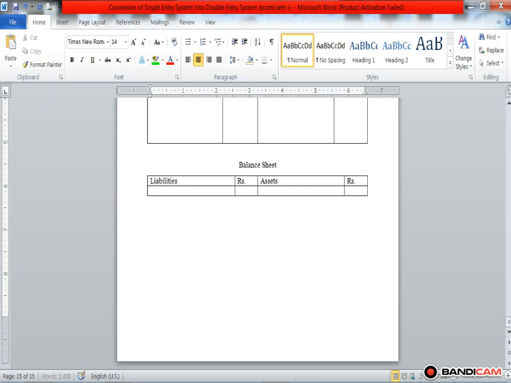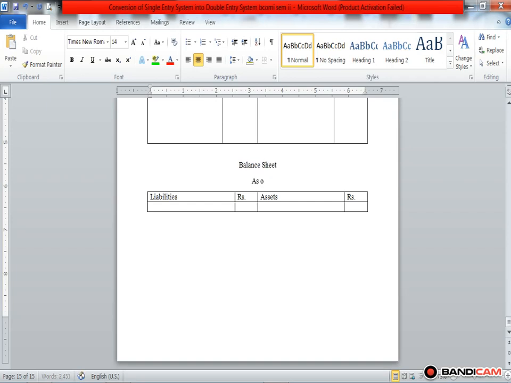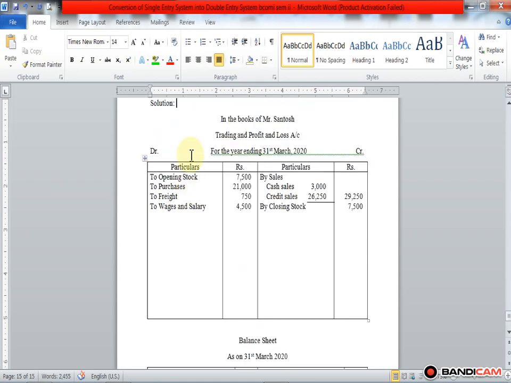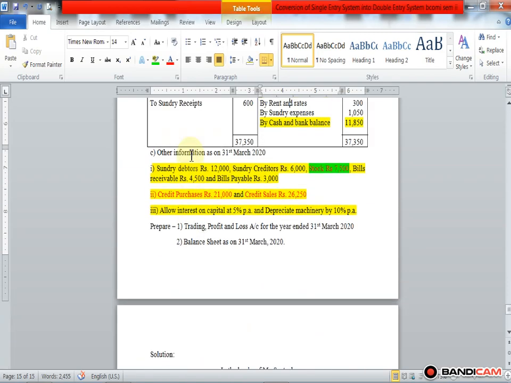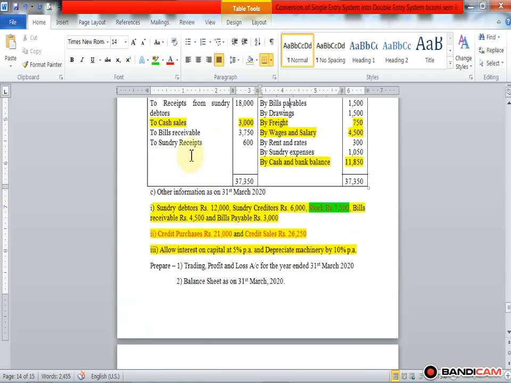Balance sheet as on 31st March 2020. Okay, so here we are to transfer or make the entries related to the balance sheet and profit and loss account. First of all we prepare the trading account, now we prepare the profit and loss account and balance sheet.